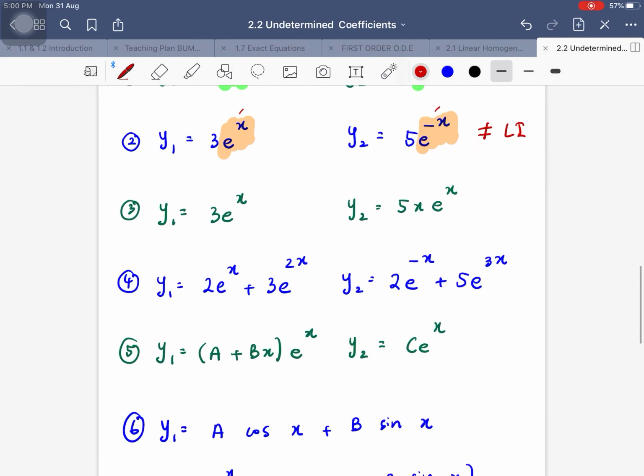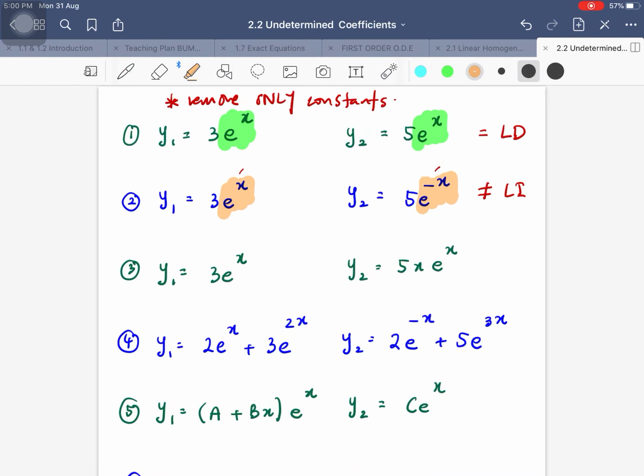Now let's move on to the third one. Similar idea. When I remove 3, I'll get exponential of x. Remove 5, I'll get x exponential of x. Remember, only remove the 5.